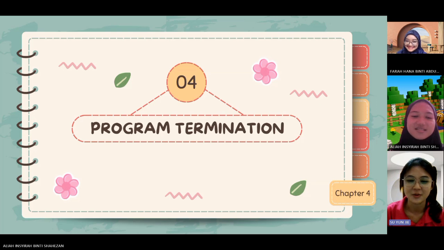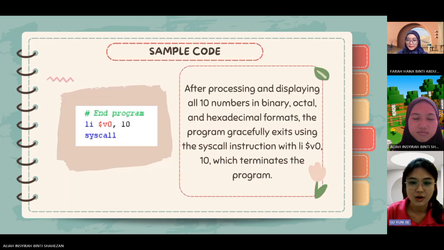Next, the program termination. After processing and displaying all 10 numbers in binary, octal, and hexadecimal format, the program gracefully exits using the syscall instruction with li $v0, 10, which terminates the program.